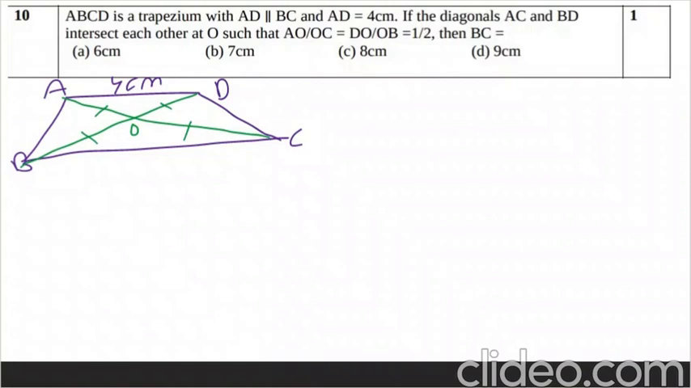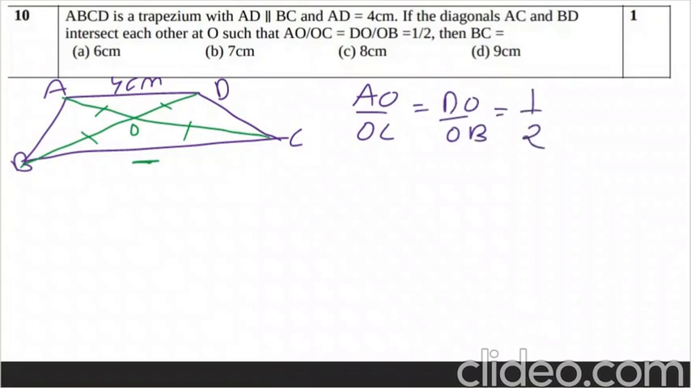So we have to find the length of BC. Since the sides' ratio is already given, we'll write that relationship first: AO by OC equals DO by OB, that is nothing but 1/2. Now look over here carefully. Can you see the two lines AD and BC are parallel? So this and this are alternate interior angles. Can you see there is a Z? So alternate interior angles are equal.